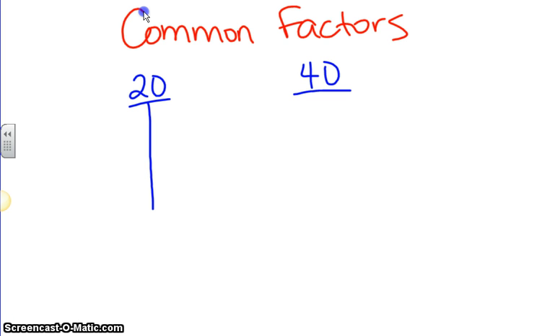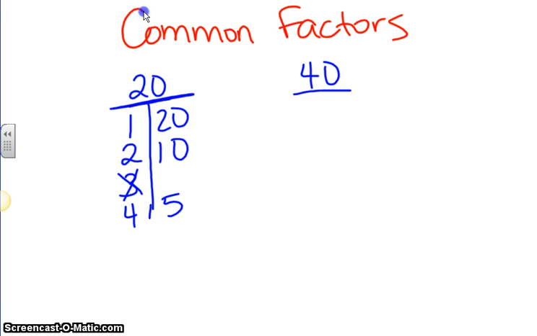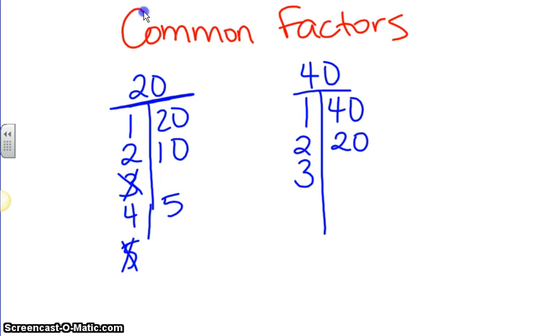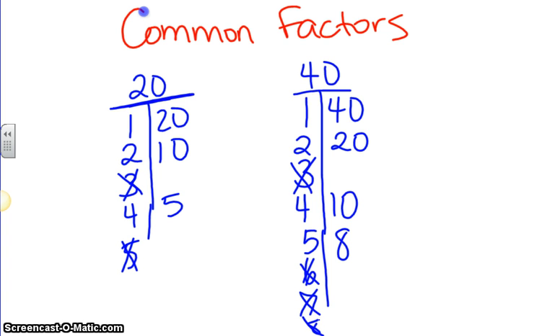The first thing I would do is list all the factors of 20. I have 1 times 20, I have 2 times 10, 3 does not go into 20, I have 4 times 5, and I stop at 5 because when the table repeats, we don't go any further. So there's all my factors of 20. For 40, I have 1 and 40, 2 and 20, 3 does not go into 40, 4 and 10, 5 and 8. Does 6 go into 40? Nope. 7 does not go into 40, and I stop at 8 because my numbers are repeating.